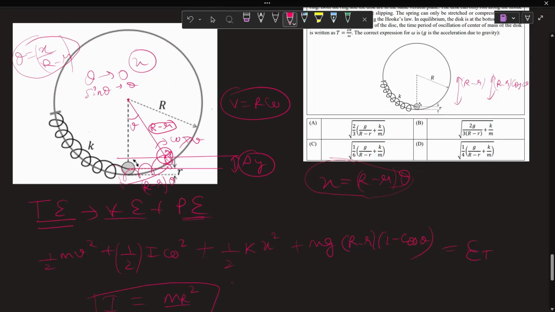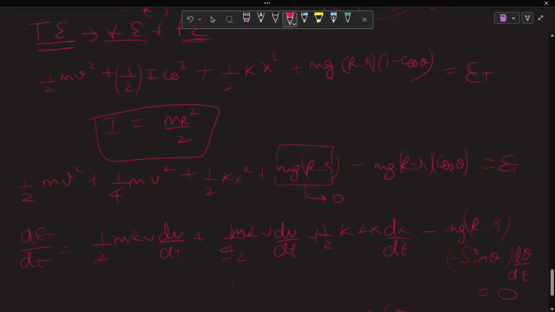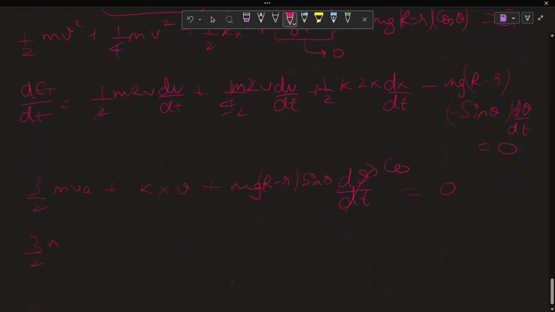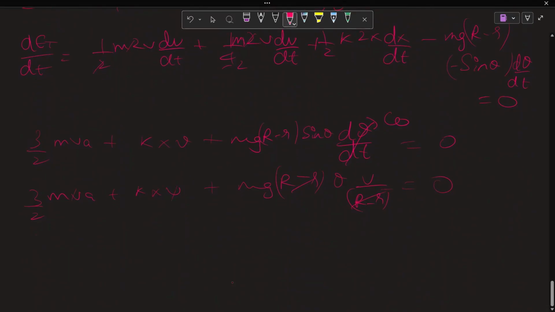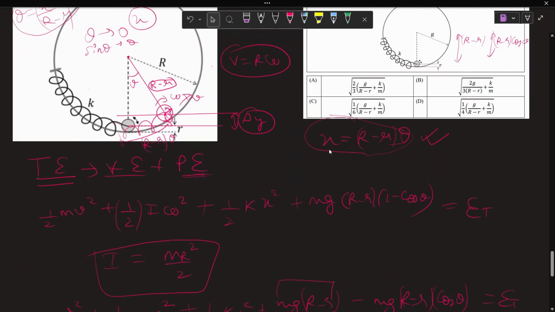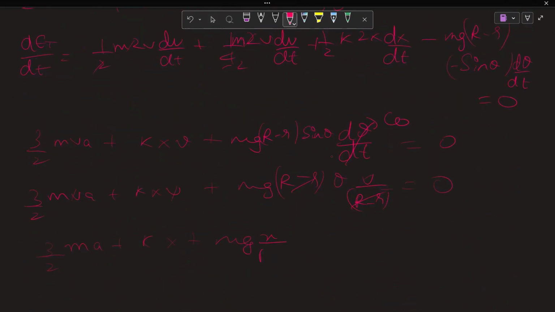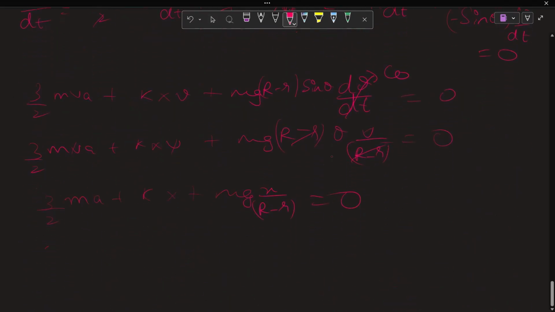So now using this expression, x is equal to (R minus r) into theta: 3 by 2 mva plus kxv plus mg(R minus r). First of all, substitute sin theta as theta, and omega is v upon R minus r. R minus r cancels out, equal to 0. V cancels out: 3 by 2 ma plus kx plus mg. Now theta, what was theta? Theta was x upon R minus r. X upon R minus r equals 0.